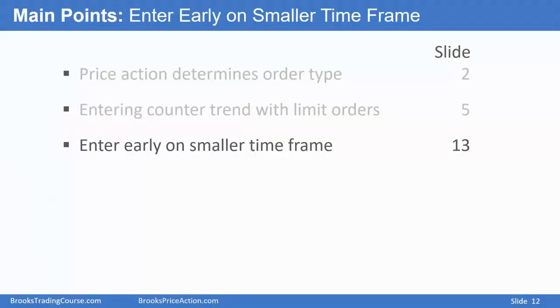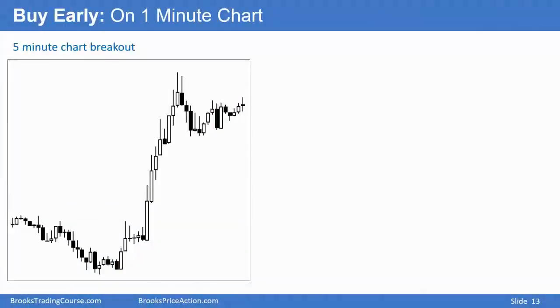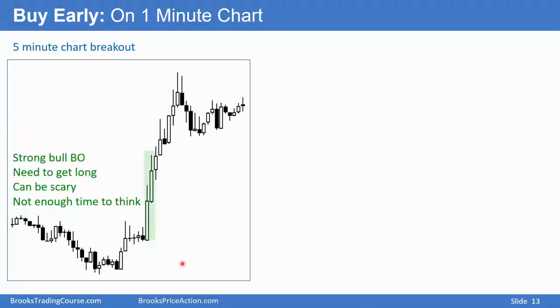I want to talk a little bit about entering on a smaller time frame. If the context is good, you can often enter earlier, which means your risk is smaller. This is a 5-minute chart, and we have a very strong bull breakout. When you see a bull bar, a second big bull bar, traders need to get long.